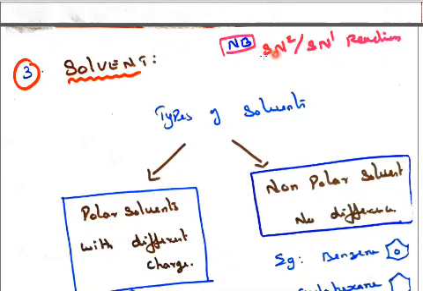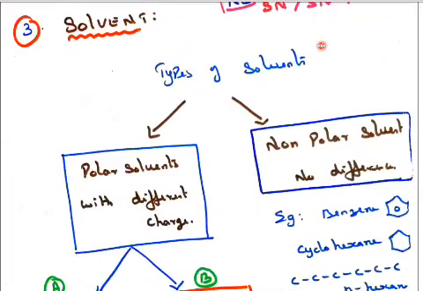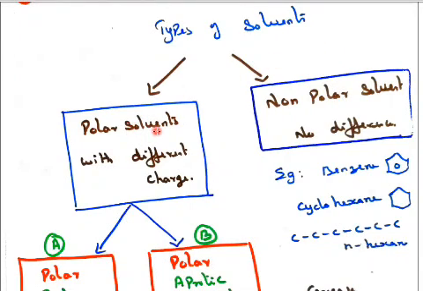Here we should use a PA. PA is called polar aprotic. This is called polar protic. Let us see, polar solvents have different charges. Non-polar solvents have no difference; they are both positive or both negative. Here one positive, one negative is called polar. This is non-polar. Examples: benzene, cyclohexane, and n-hexane. These are similar, so it is called non-polar.